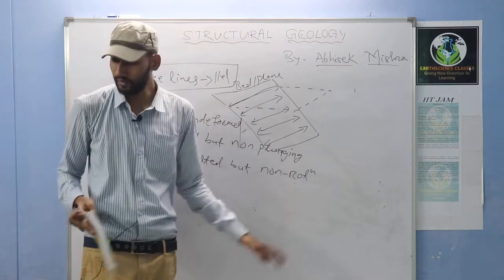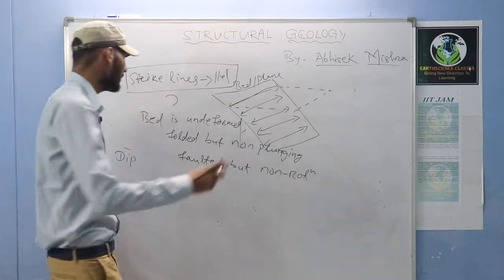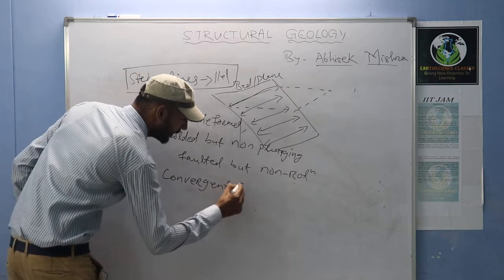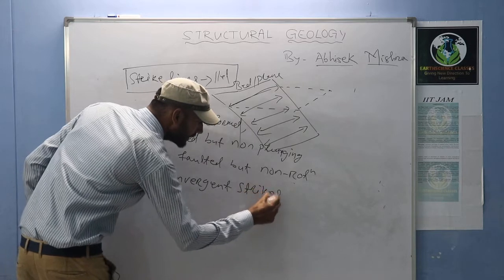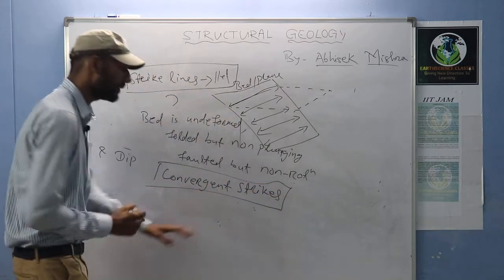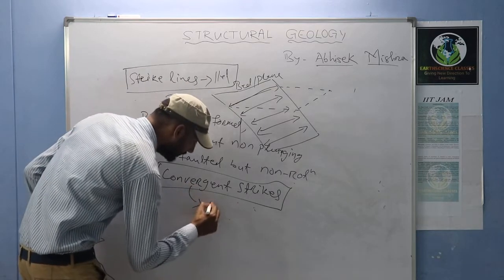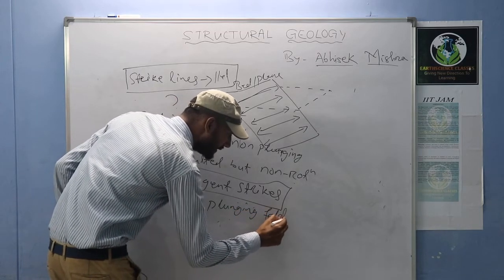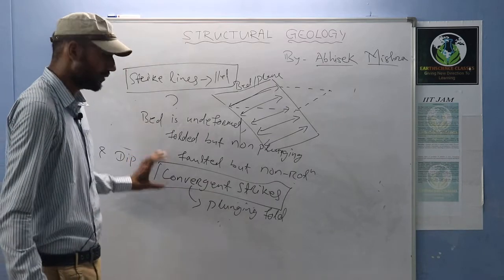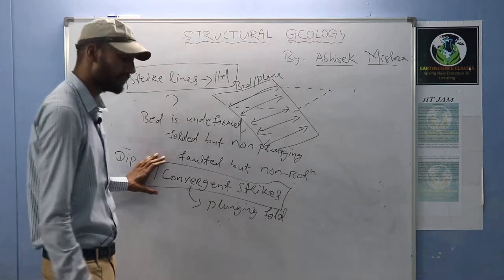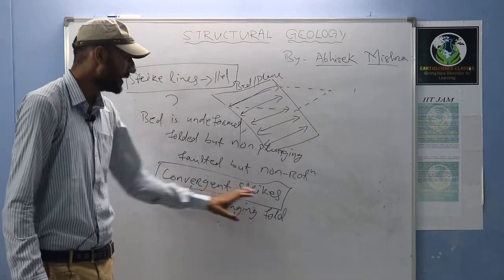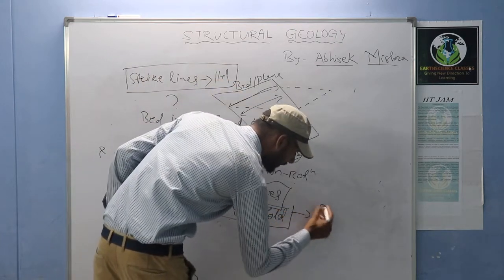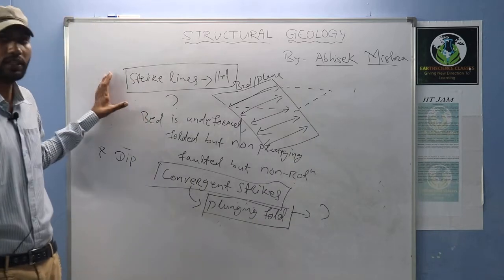So for a non-plunging fold, and also for a non-rotational fault, you get parallel strike lines. Then where can you get convergent or intersecting strikes? You can get convergent strikes only in the case of a plunging fold. As I am discussing strike, that's why I am telling these things. We will discuss this while studying folds. So what is a plunging fold remains a question mark. Just remember this question.